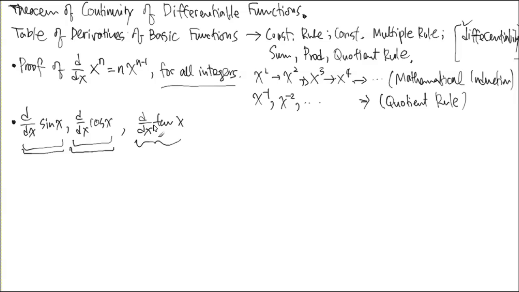Sine x divided by cosine x looks like a quotient of two things, right? So we apply the quotient rule, relying on these two, and then we take care of it. In the proof, do you know what is not independent? There's something we use in this proof.